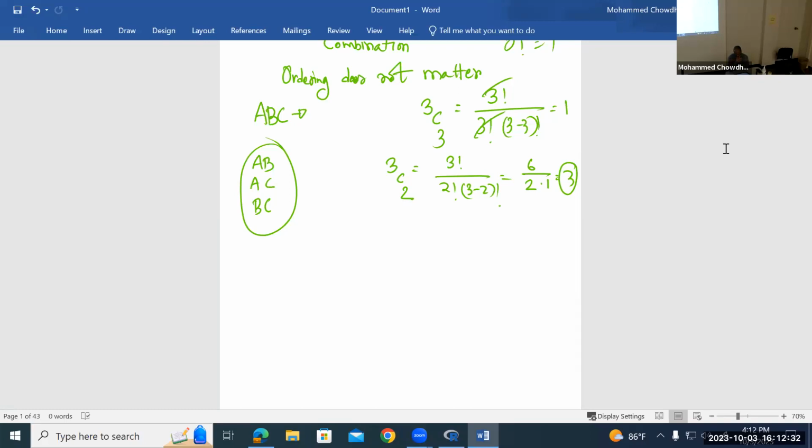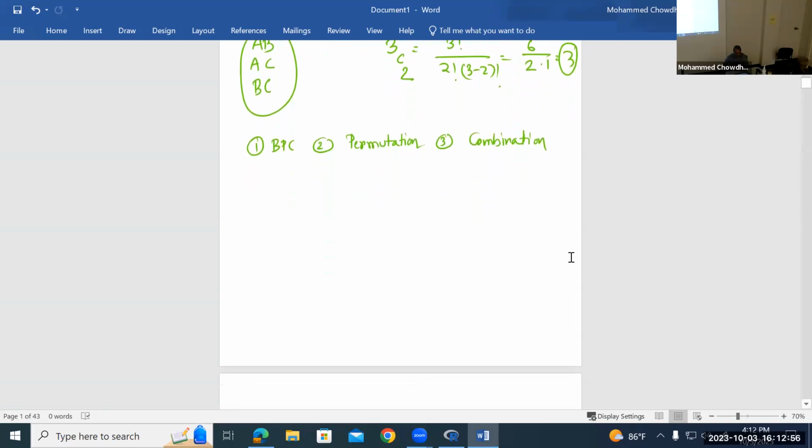So from there, you understand what is BTC. Number 2, permutation. Number 3, combination. Now, I want to give you a small scale problem so that you can see it psychologically. You can put it in your head whether this computation is true or not. Okay?